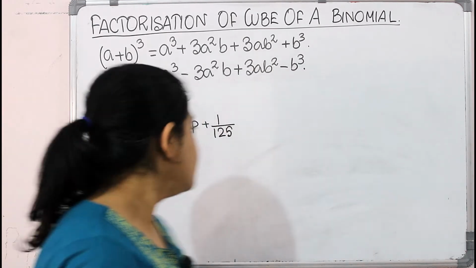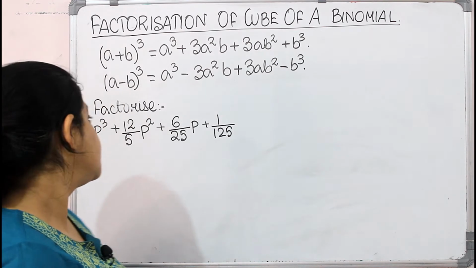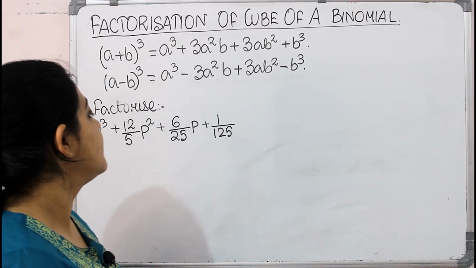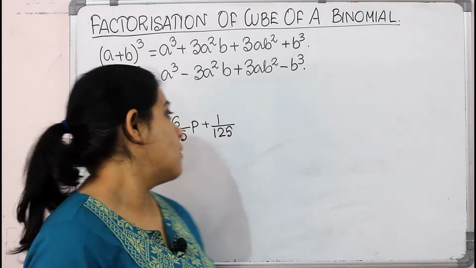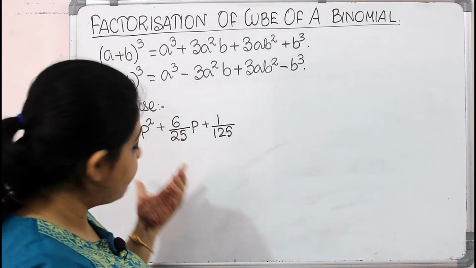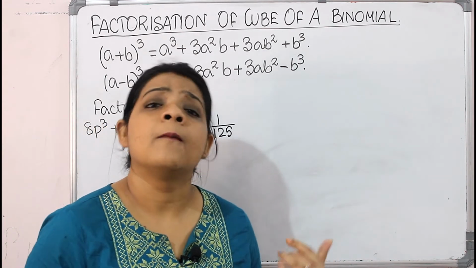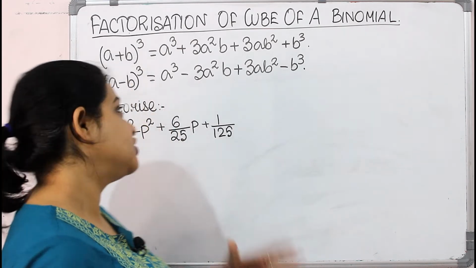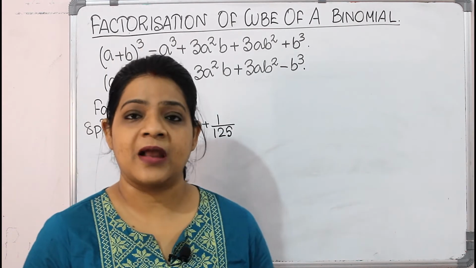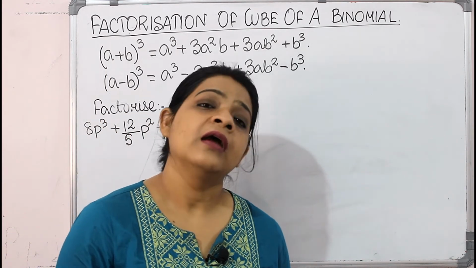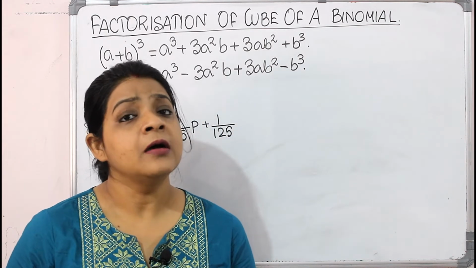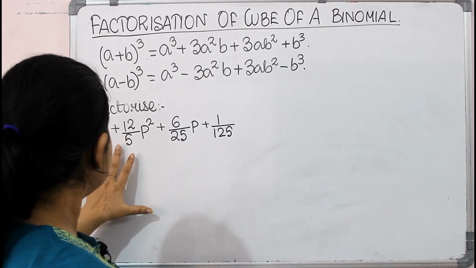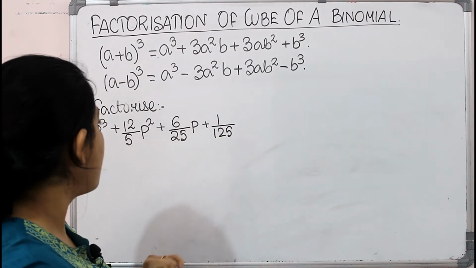The next sum is you are to factorize 8p cube plus 12 by 5p square plus 6 by 25p plus 1 by 125. So before every term there is a positive sign. So you are to realize this expression in terms of a plus b whole cube. Okay. Next, you are to find out the perfect cube. So you see here some of these are in the form of fractions.